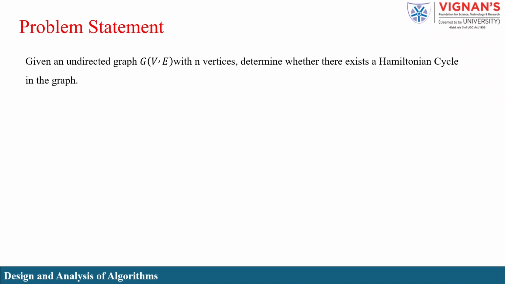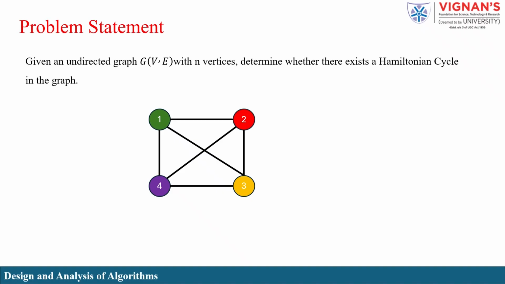In the given example graph, we can see 4 vertices connected by multiple edges. The challenge here is not just to visit all vertices, but to do so without repeating any vertex, and still be able to come back to where we started. This problem becomes more complex as the number of vertices increases, which is why we use the backtracking approach. Backtracking allows us to try different paths, step back when a path fails, and continue searching until a Hamiltonian cycle is found, or all possibilities are exhausted.